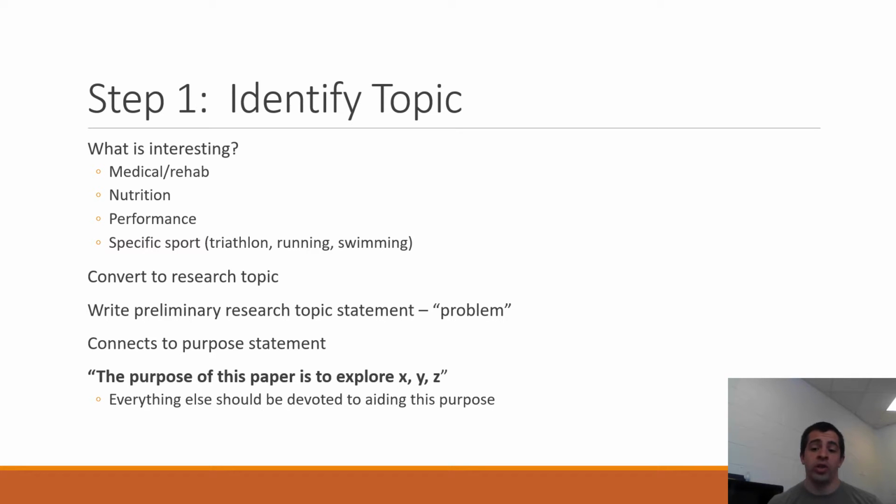So once we finish the introduction, and at the end of that introduction you have your purpose statement, everything else within your paper should be devoted to aiding that purpose statement, to helping me, the reader, identify what that purpose statement is exploring or anything along those lines. Okay, that's important. Everything else in the paper should be connected back to that purpose statement to some degree.